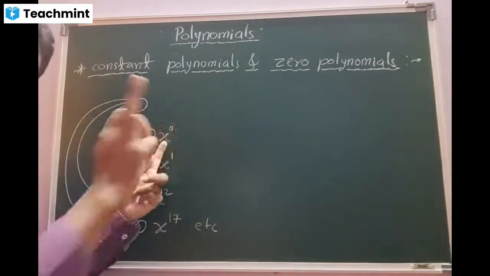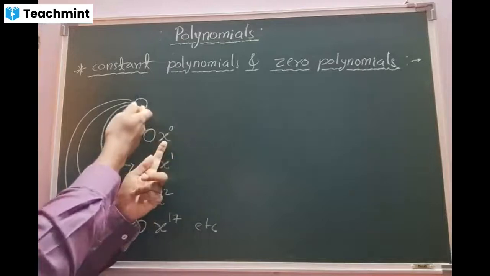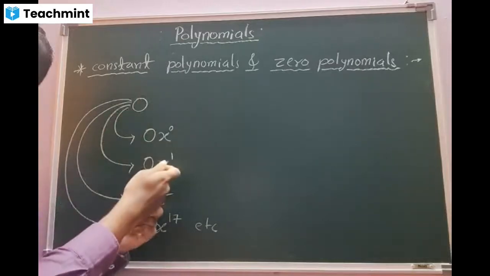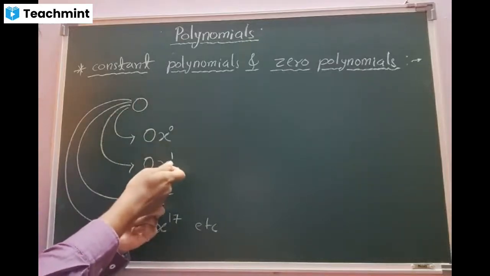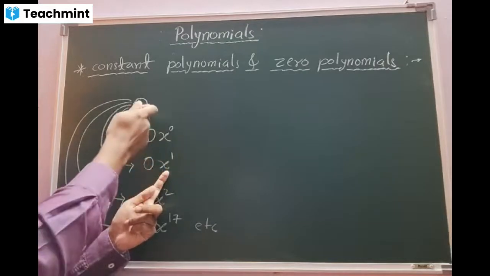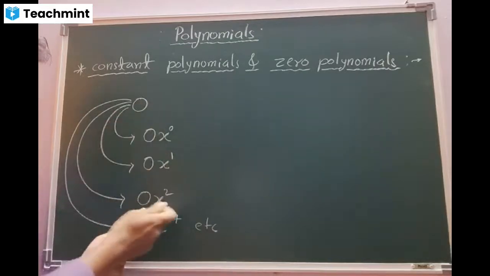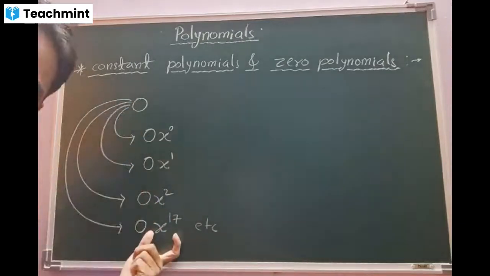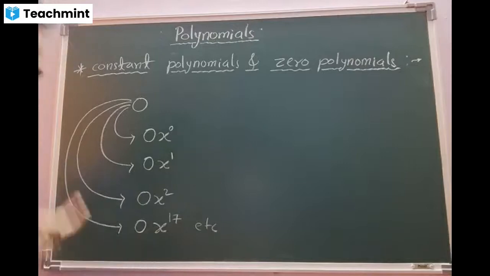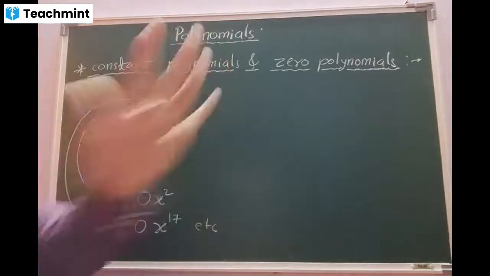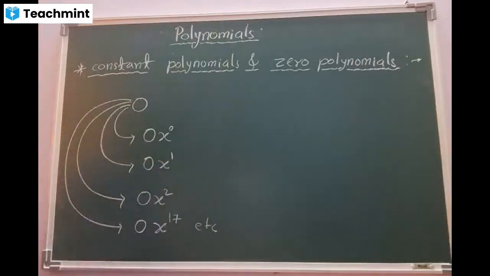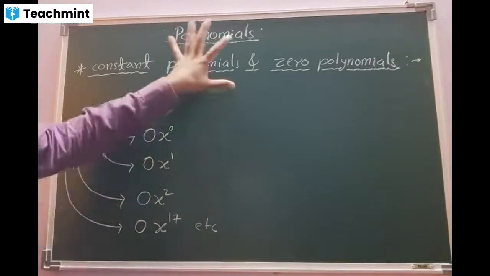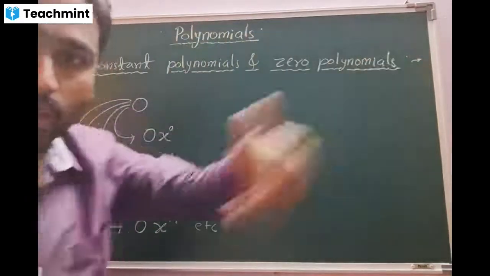So what I have done, I have written in this manner. x to the power 0 is 1, 1 into 0 is 0. Here x to the power 1 is x only, but x into 0 is always 0. Here x square, if you multiply 0 with this, it becomes again 0. In simple words, any term multiplied with 0 always gives you 0. Understanding, beta? This is the exact meaning of the zero polynomial. Okay?